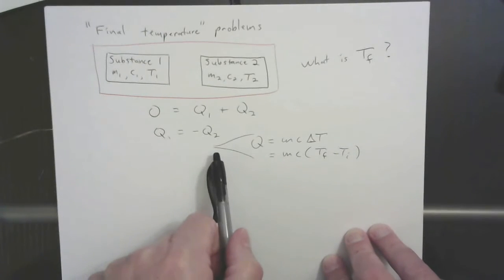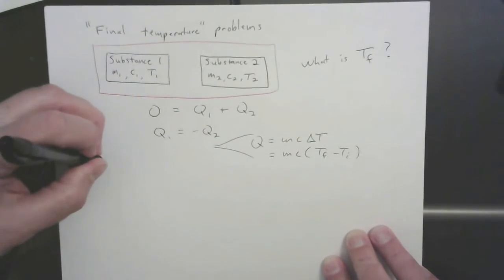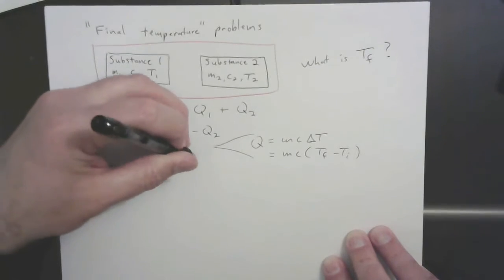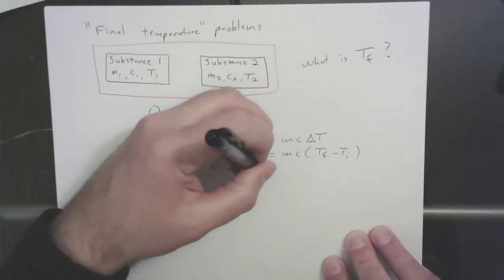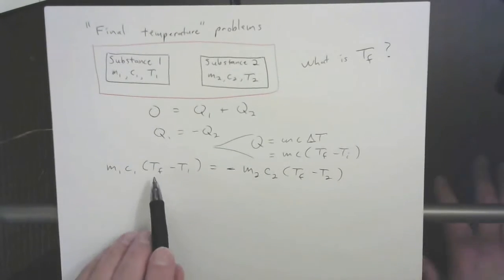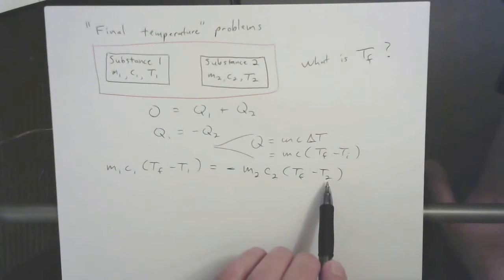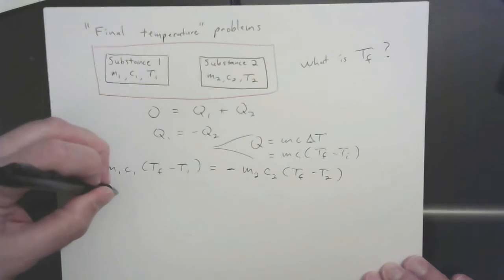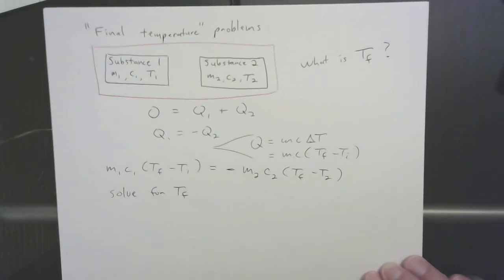A change in temperature is just the T final minus T initial. So we can substitute this expression with little subscripts on here to set this up. Q1 is just going to be mass 1 times specific heat number 1, times TF minus T1, and that is equal to negative M2 C2 times TF minus T2. This TF is the final equilibrium temperature, and T1 and T2 are the initial temperatures of the two substances. The hard part was that minus sign. Now it's just, let's solve for TF.